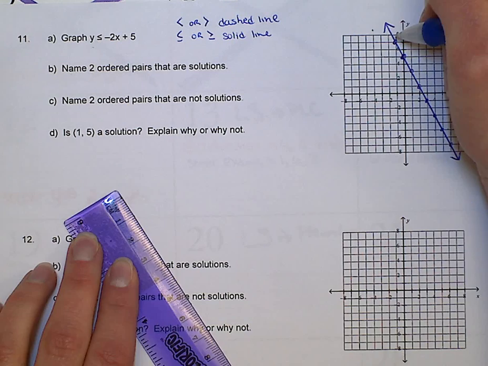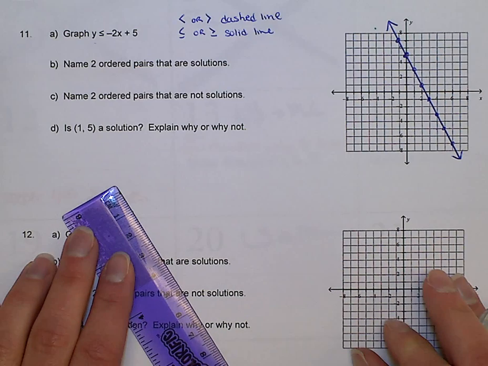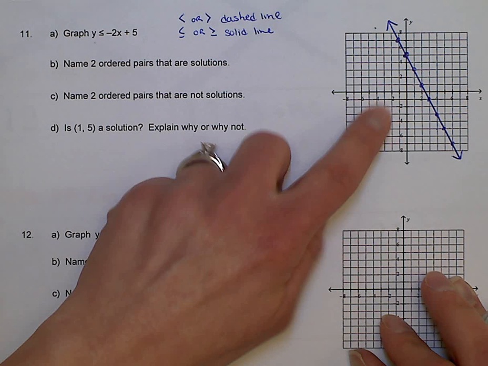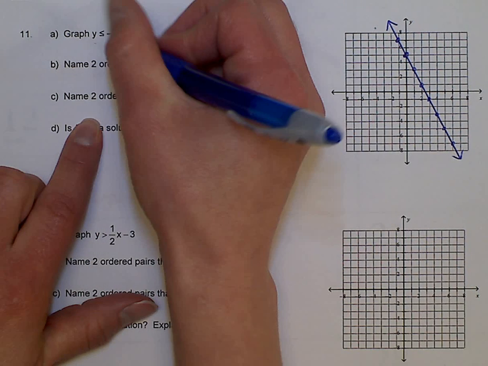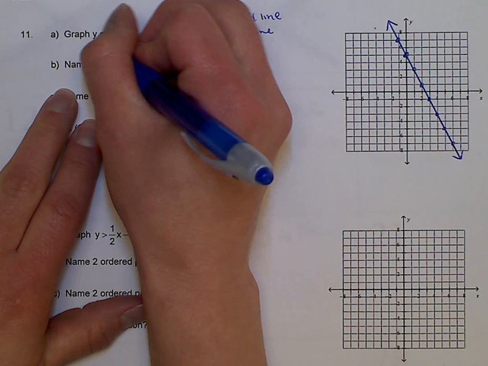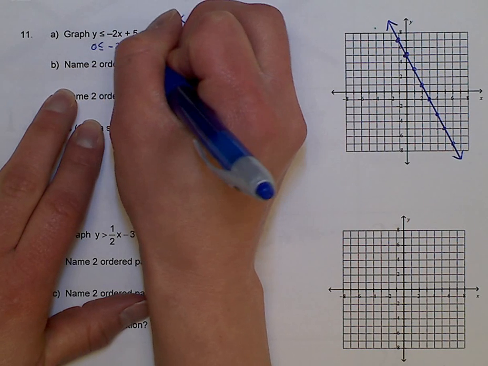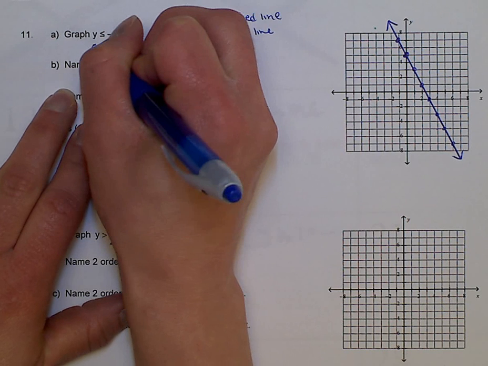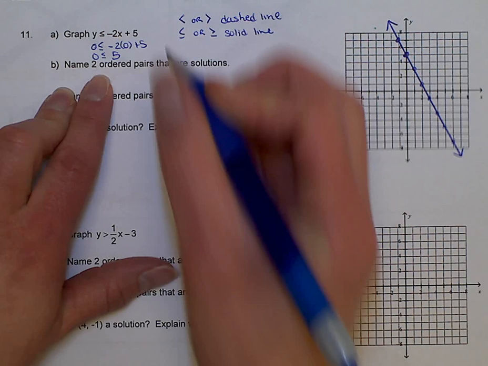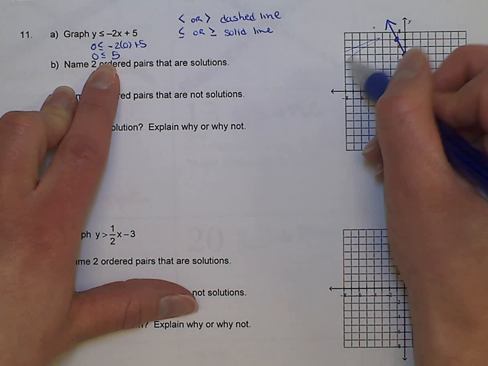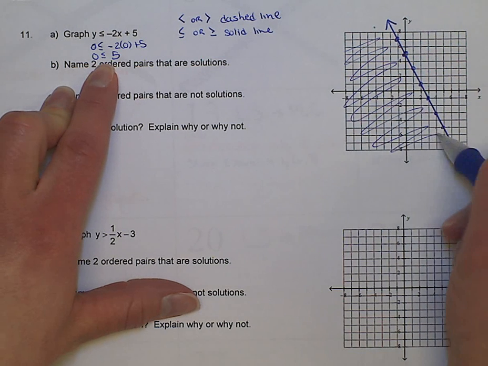There are two ways of shading. One is you can use a test point. The easiest point to test is 0, 0. So you would plug in 0 for x and y, and we get, is 0 less than 5? It is, so we shade on the side where 0, 0 is.